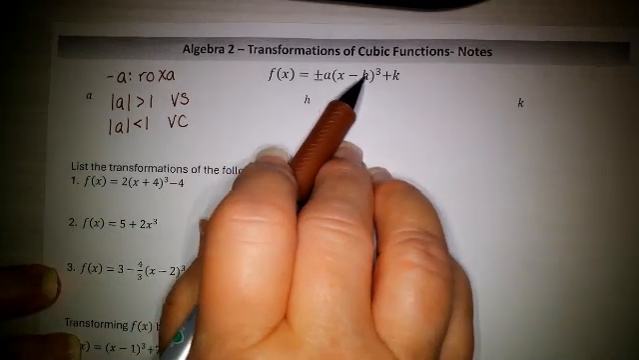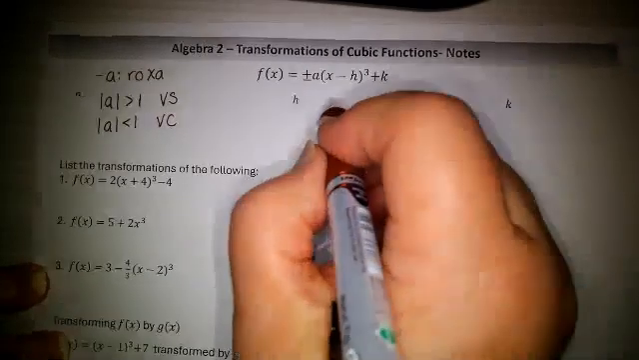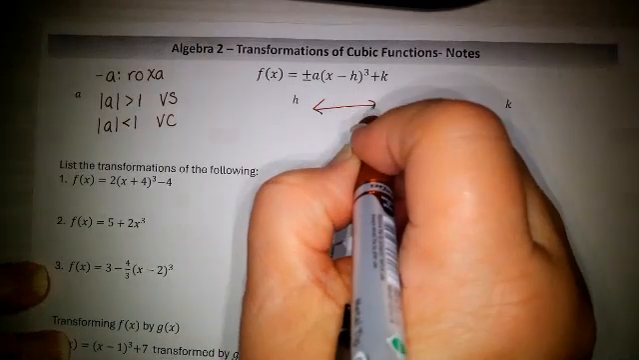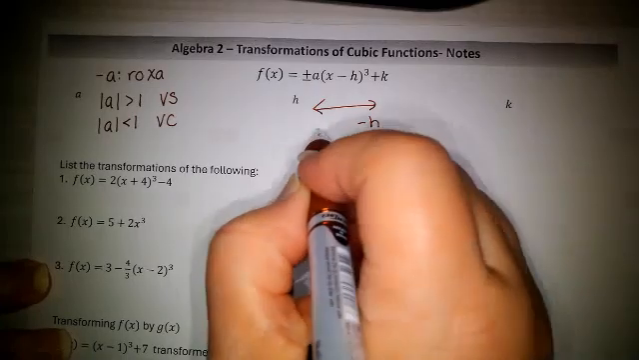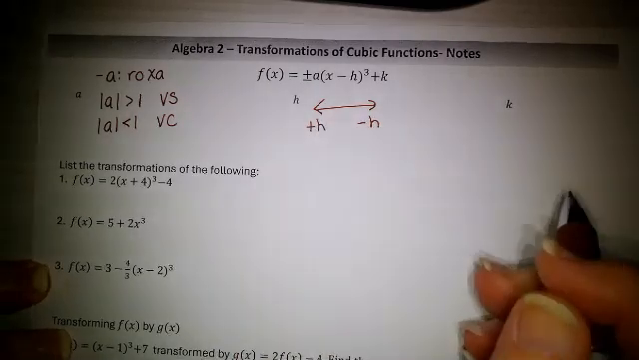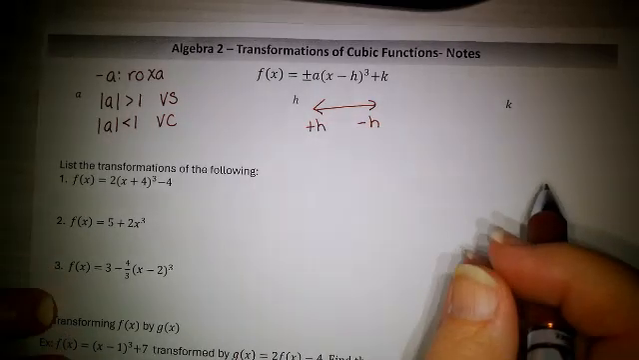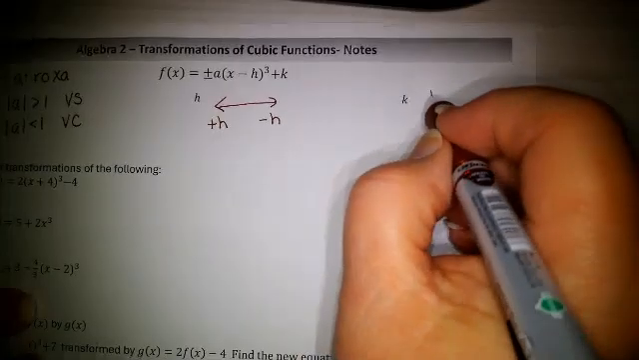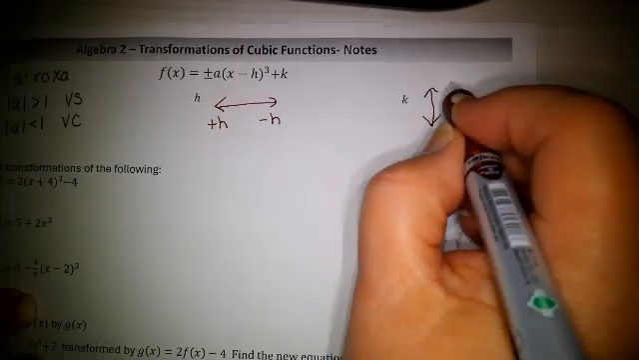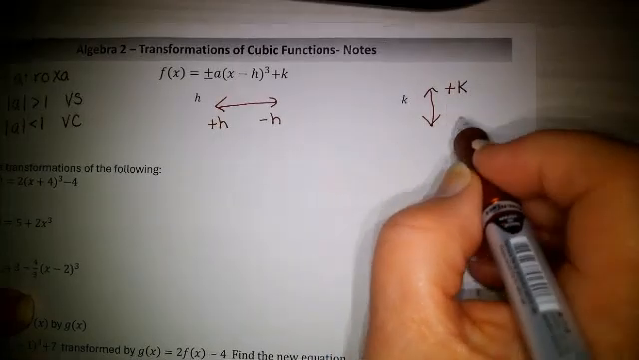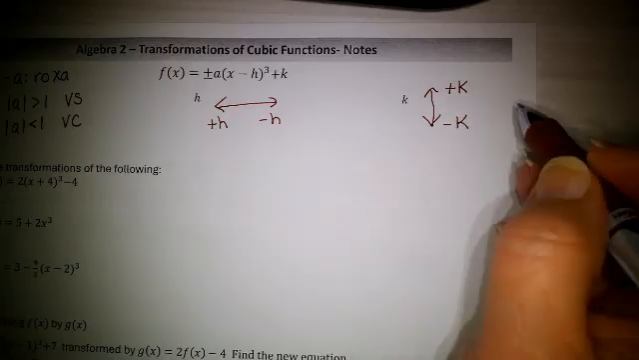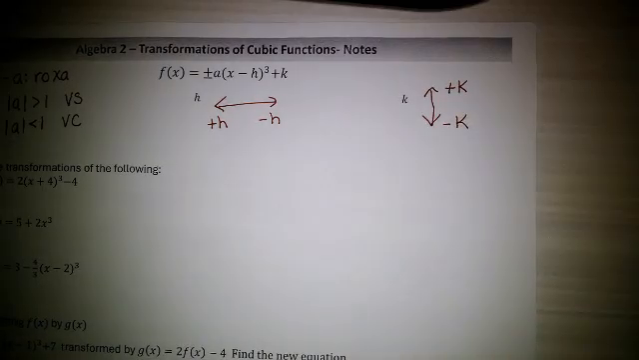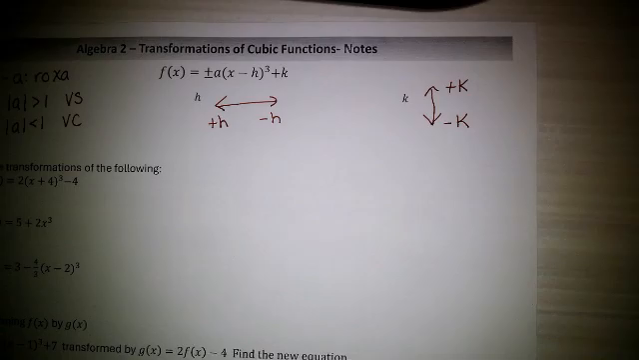Remember this h value right here? If it's a negative h, it's going to the right. If it's a plus h, it's going to the left. And then our k value tells us whether to go up or down. If it's a plus k, it's going up. If it's a minus k, it's going down. So those are the transformations we've been doing all year.